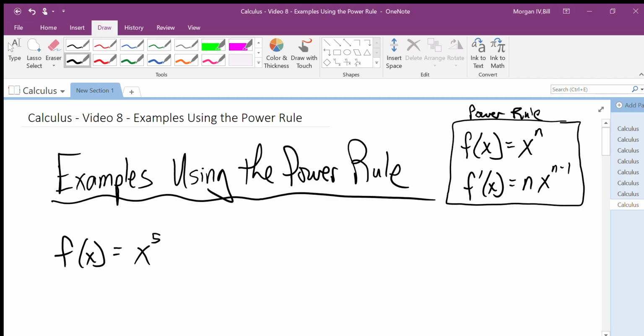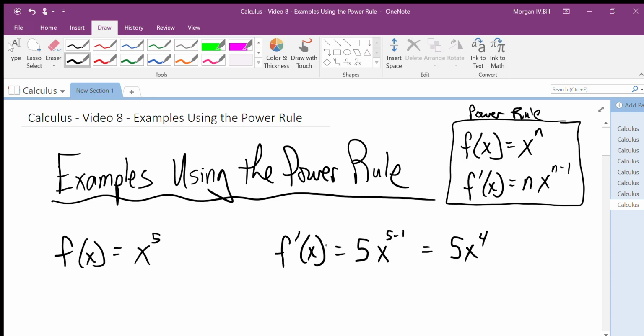Alright, so what that means is, for my first example, I have a function f of x is equal to x to the fifth. The derivative of that function, the exponent here is 5. The 5 is like my n value. So I'll have an n value of 5 as a coefficient. And then it's x to the 5 minus 1, or 4. Therefore, 5x to the fourth. And you're done. But let's remember what this means.